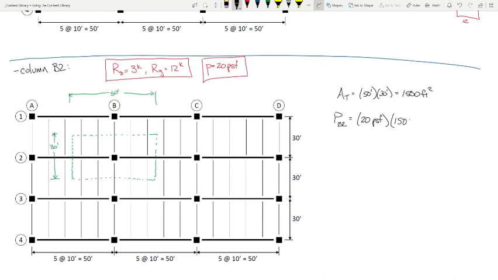the pressure, 1,500 square feet, and what do we get for that? 30,000 pounds? Which means, you know, here's the column sticking out of the ground, here's the support on the ground, and we have a column that's seeing 30 kips on it.